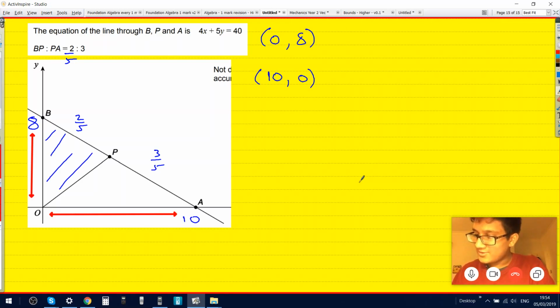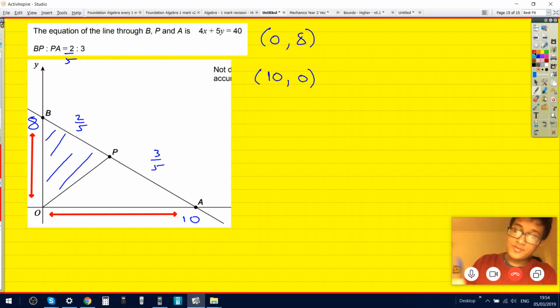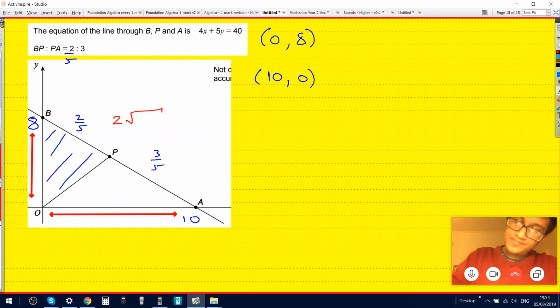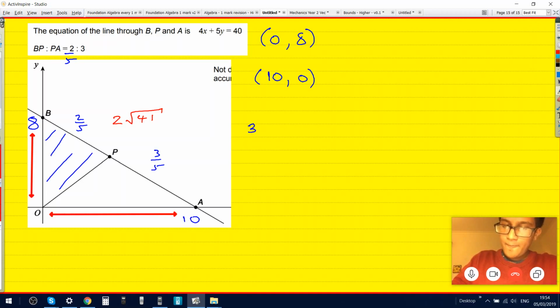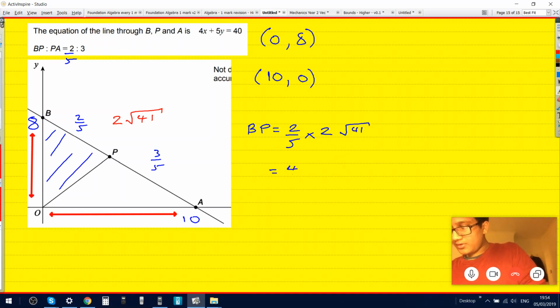So that's 10 squared plus 8 squared, root of 164, which is 2 root 41. Okay, whole thing. And then B to P is 2/5 of 2 root 41. 4 root 41 over 5. I think that's an exact value.